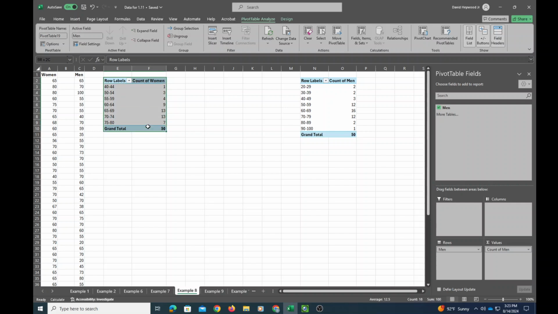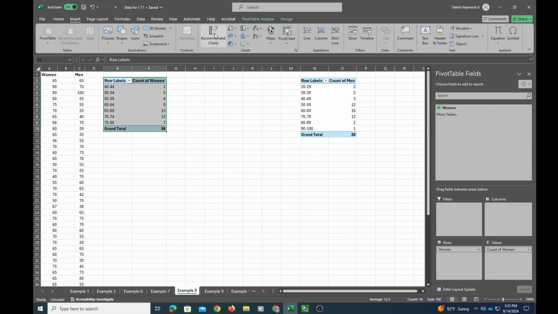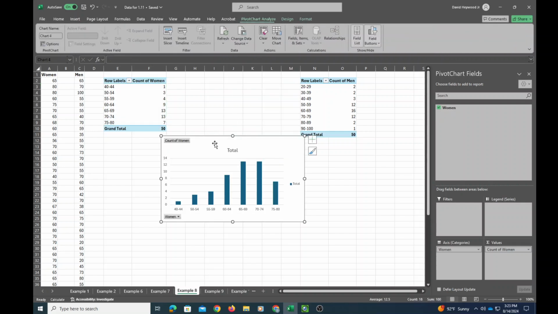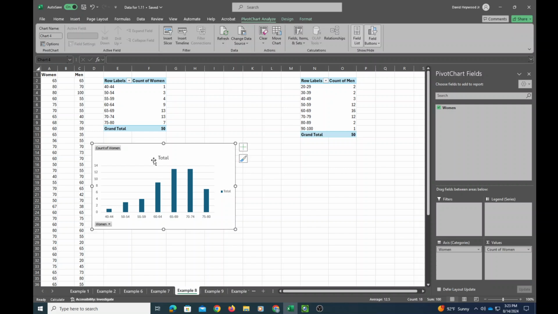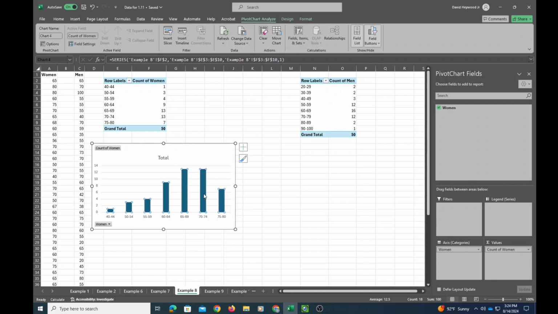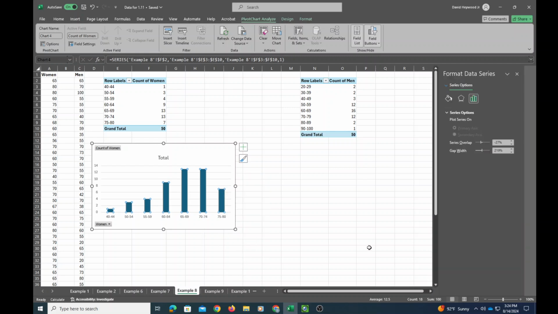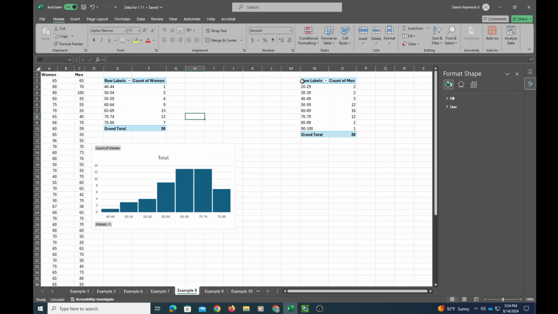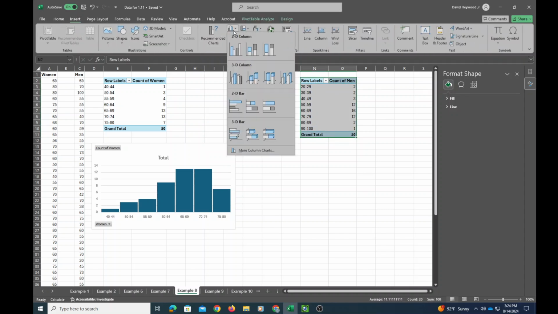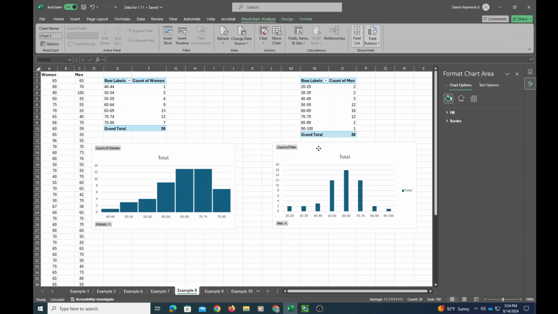Histograms now. We'll insert some bar charts. And you'll notice that I've been lazy. I haven't really been making these wider, even though we really should. But okay, so there's our histogram for women. And for men, get rid of that.